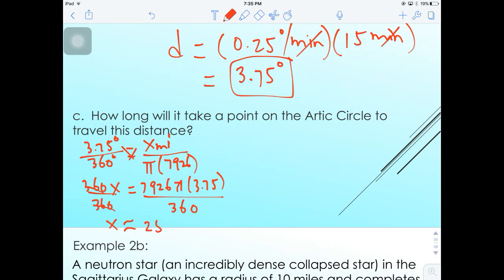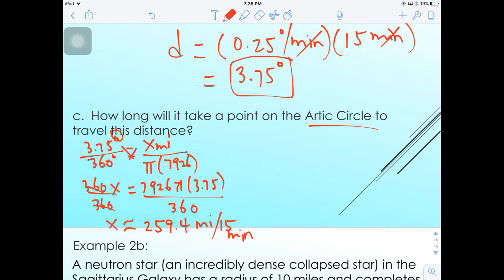You should get 259.4, and that is miles traveled in 15 minutes, remember. Because we just traveled 15 minutes. So next, we're going to use that same number, and we're going to convert that back into a degree. Because we started with degree, we're going to end up with a degree to see how many degrees is equivalent in the Arctic Circle, because we are going to now move over to the Arctic Circle.